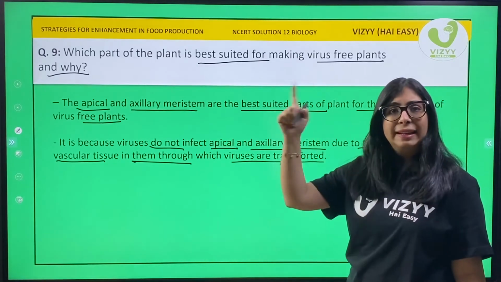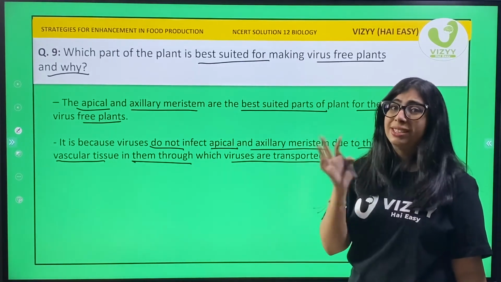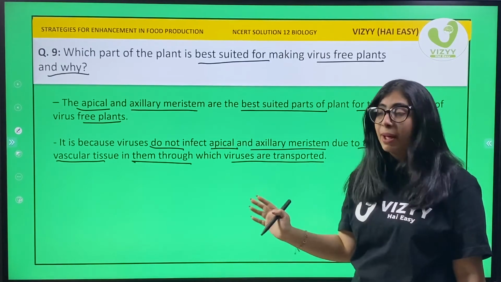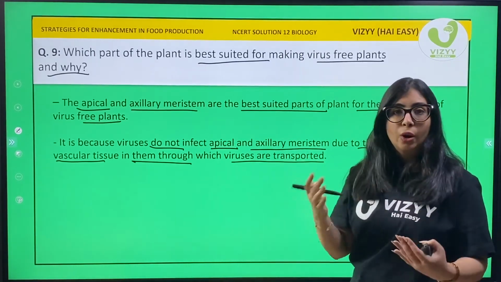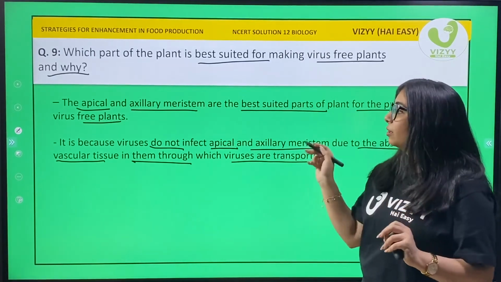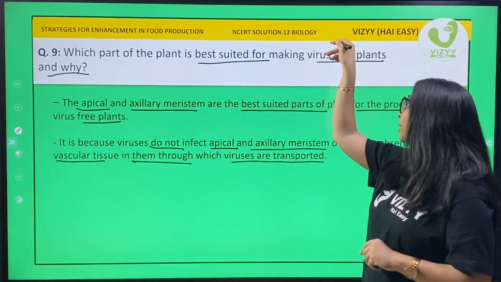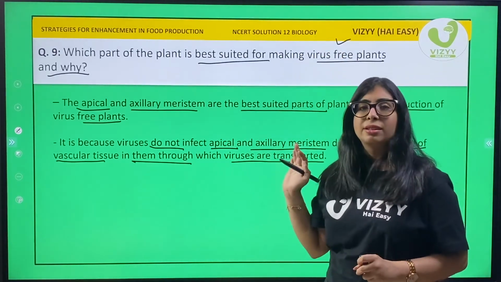Remember, apical and axillary meristem, because it does not have a vascular system and thus viruses will not infect them, and thus they are used to develop virus-free plants. This is your answer number 9.